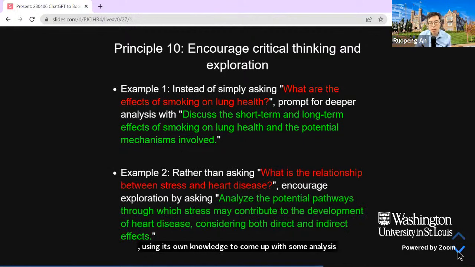Instead of asking what is the relationship between stress and heart disease, you can encourage the machine to self-explore by asking, analyze potential pathways through which stress may contribute to the development of heart disease, considering both direct and indirect effects.